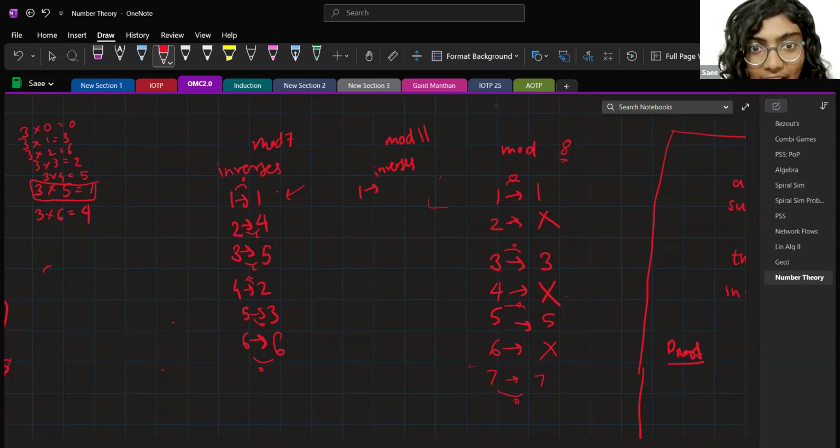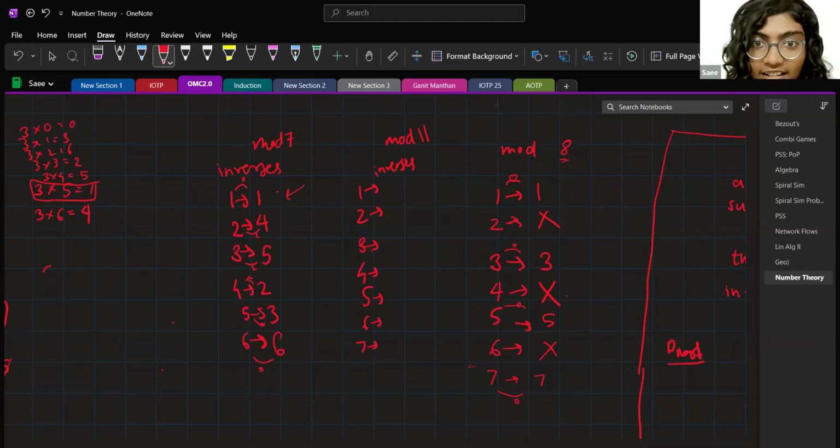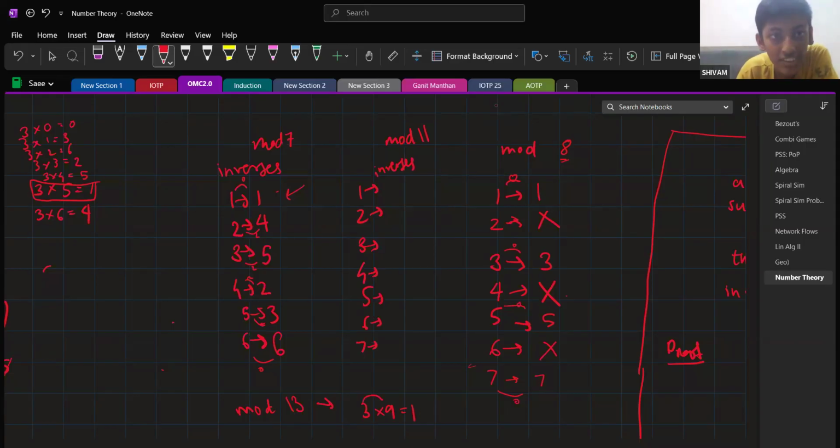Just help me out with this because I'm very bad at calculations. I'll just write this down. You guys unmute and tell me what this is. Mod 13, I think 3 and 9 are inverses. Okay, that already works. So thank you. So mod 13 works. 3 and 9 are inverses, right? Because 9 3s are 27, which is 1. And 2 and 7 also works. Yes, great. So this does not seem to be true.